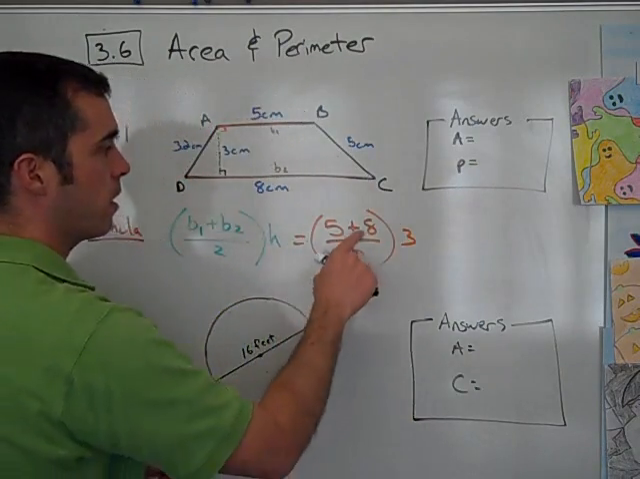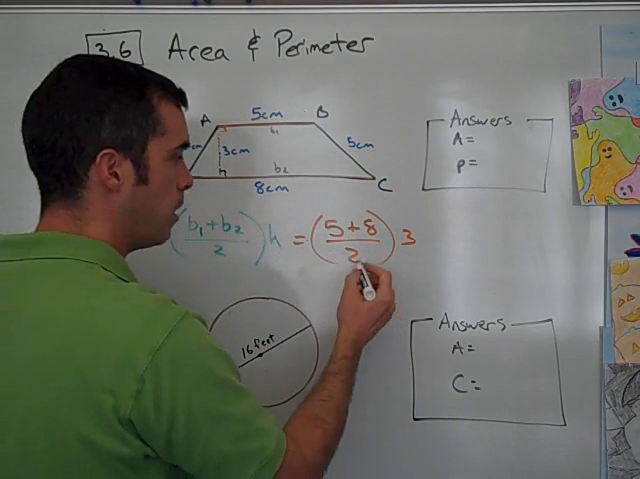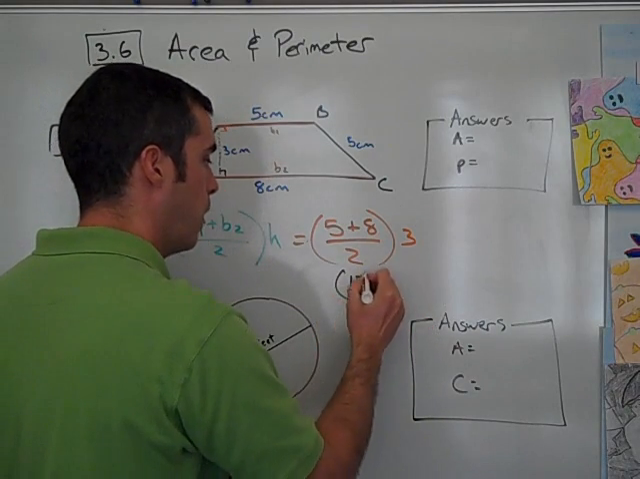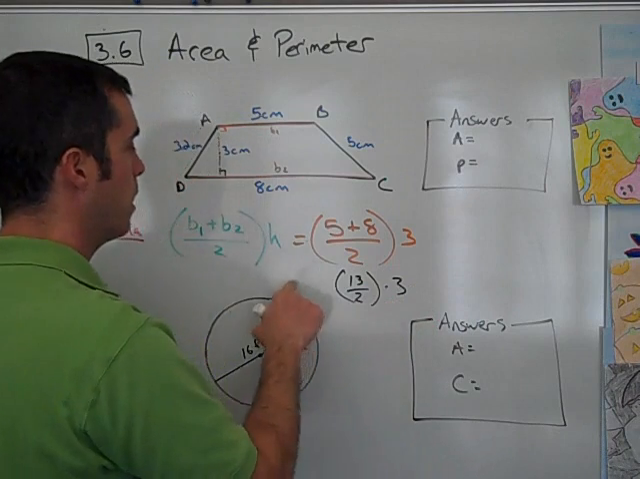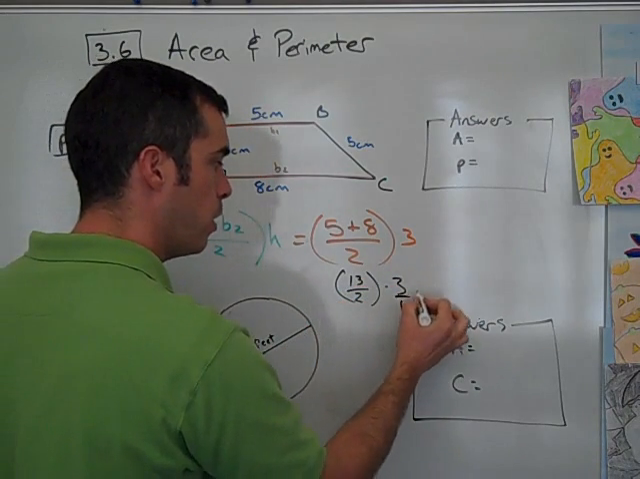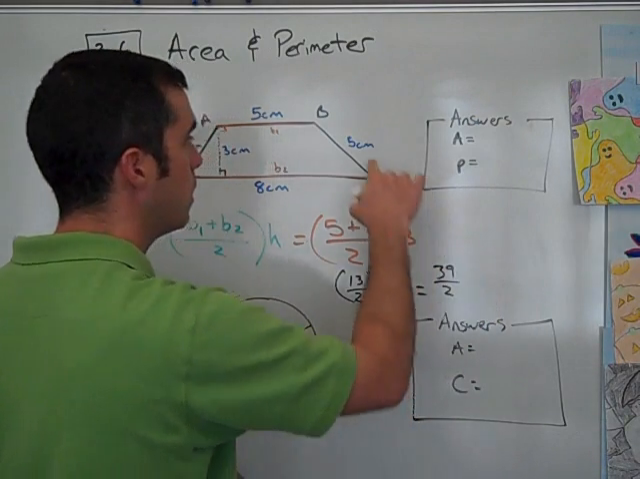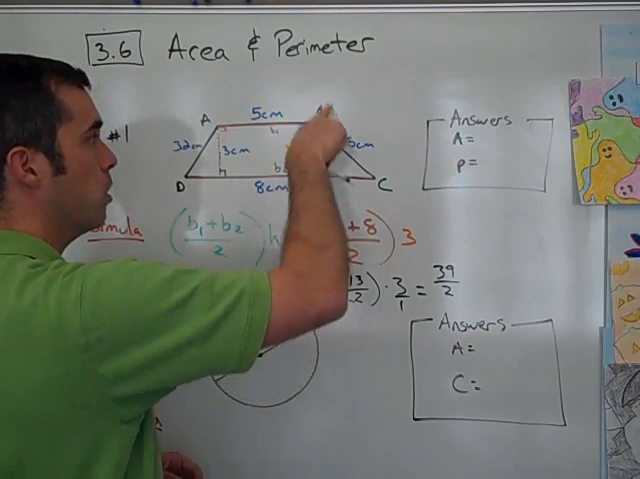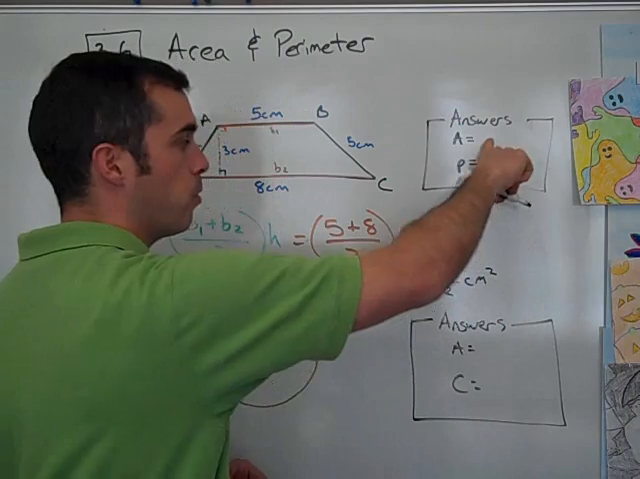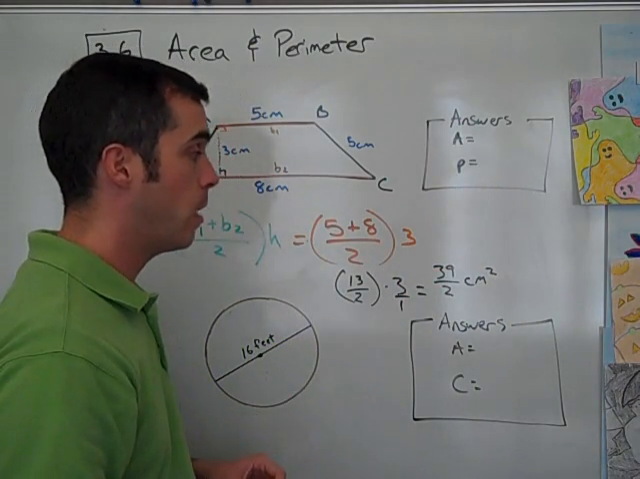A little bit of math. 8 plus 5 is 13. 13 divided by 2 is going to just be 13 halves for just a moment, and we'll multiply that by 3. That will give us the area. So 13 halves times 3, or 3 over 1, would be 39 over 2. This is a two-dimensional unit of measure, so we'll call it centimeters squared. And I could write 39 over 2 centimeters squared for the area of the trapezoid.